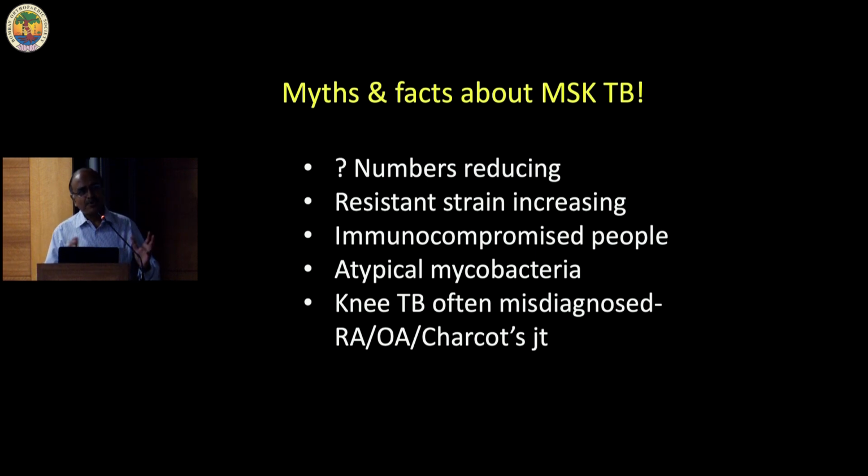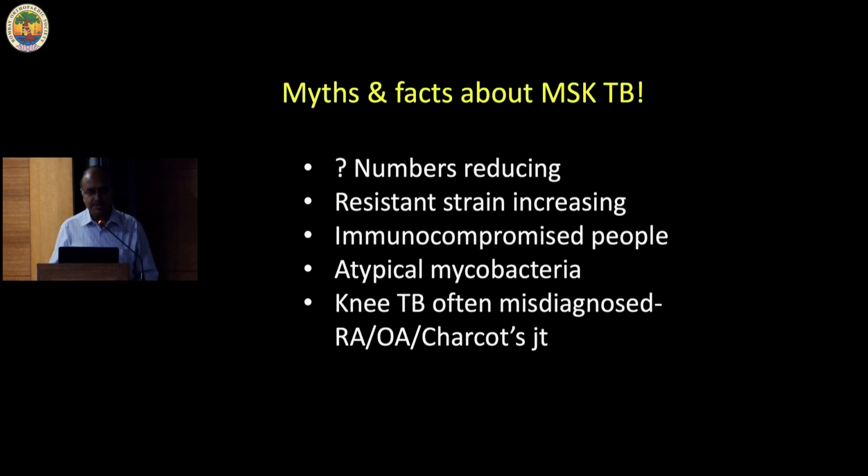So immunocompromised means not only the poor patient, it is also in the higher strata of society, patients of high socioeconomic status. Those who have an immunocompromised status are also developing tuberculosis. And we are seeing many atypical mycobacteria, which we discussed in the earlier part today, and I will present one case of atypical mycobacteria in the last part of my lecture. And knee tuberculosis is often misdiagnosed.